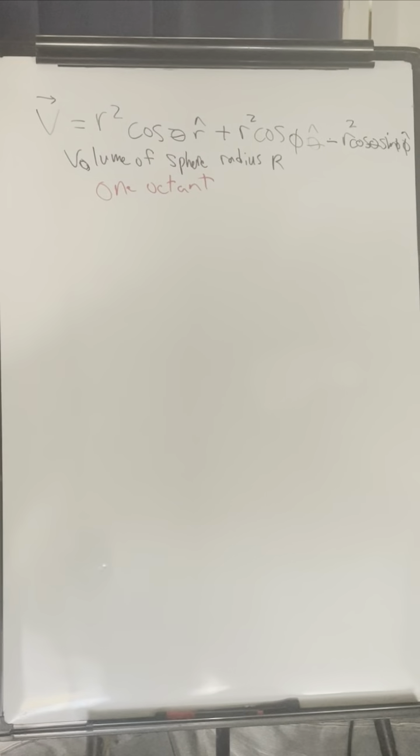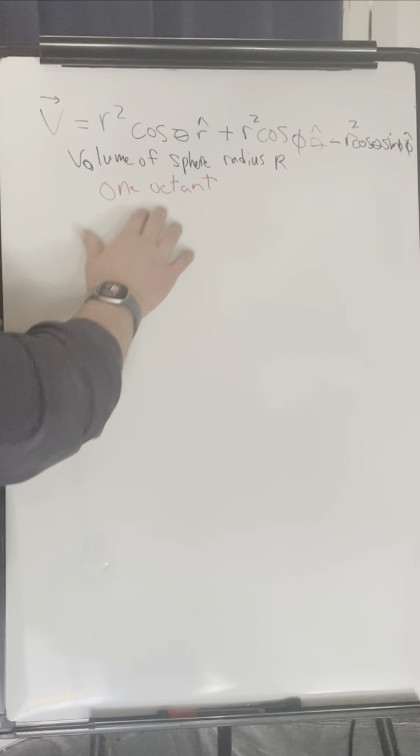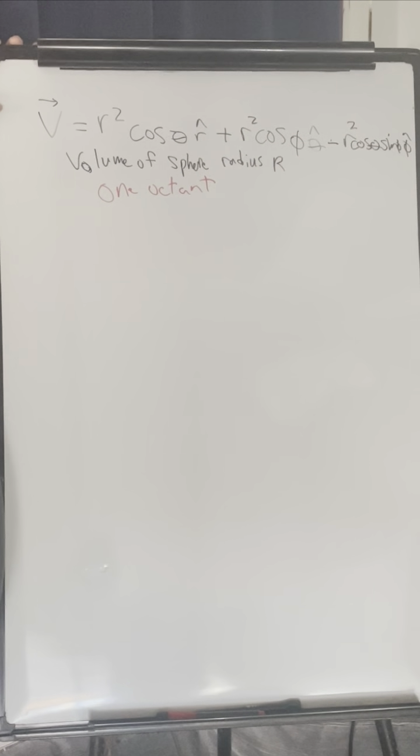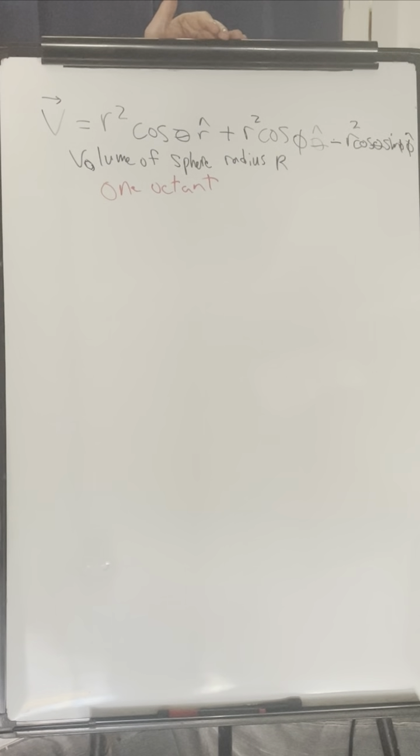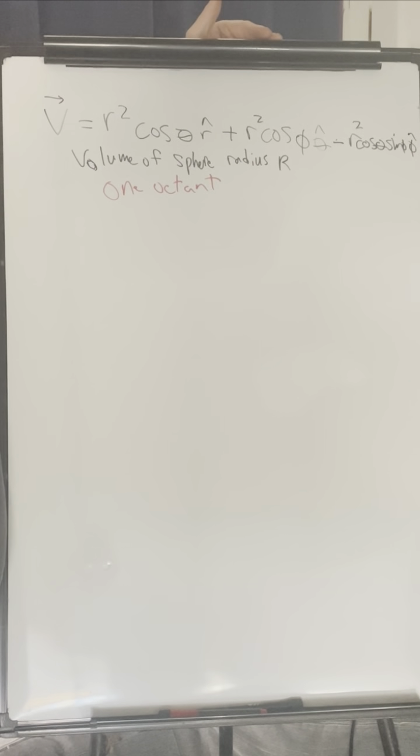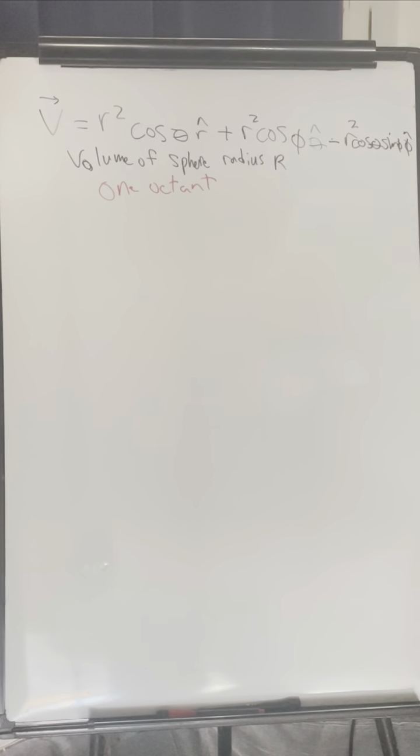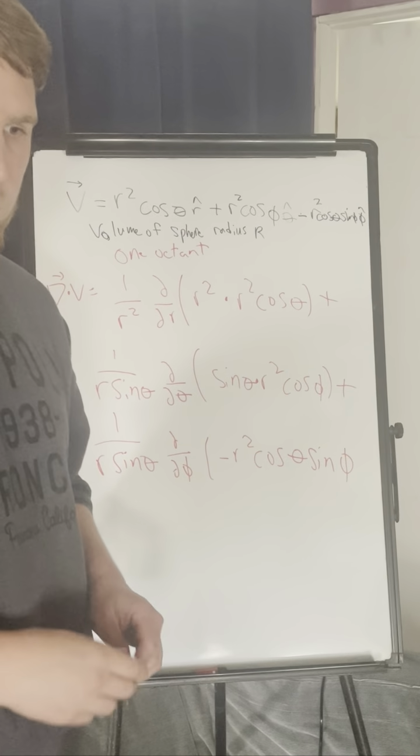Hello. Today I'm going over 154, and this says to check the divergence theorem over the volume of one octant of a sphere radius r for this vector function v is equal to r squared cosine theta r hat plus r squared cosine phi theta hat minus r squared cosine theta sine phi phi hat. So the first step here is to compute the divergence.